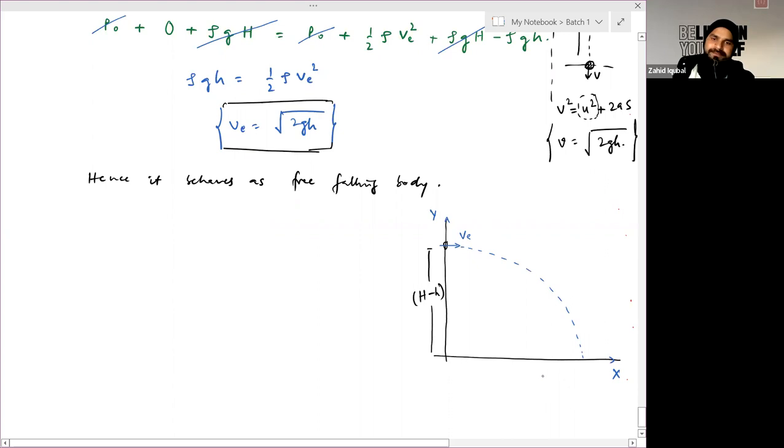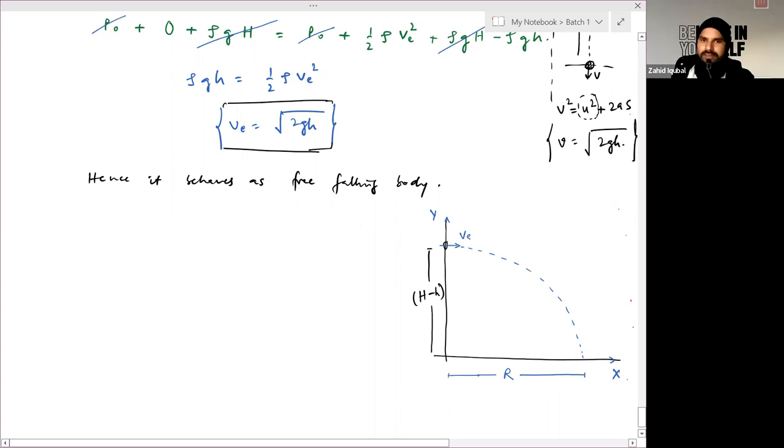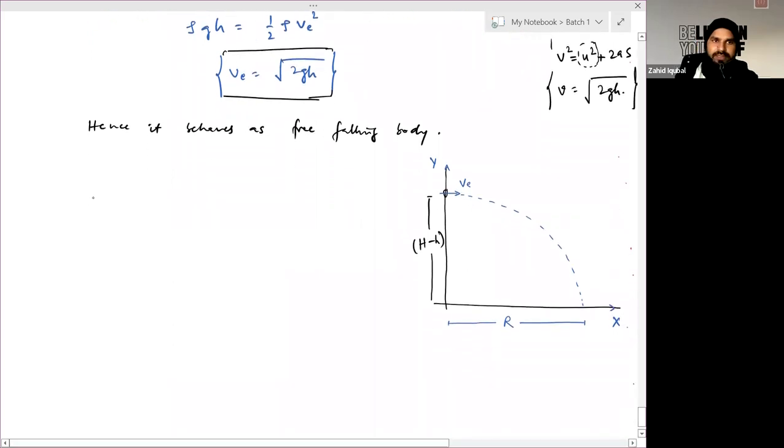Hamza, what did we do in chapter 4 for horizontal projectile? Yes, sir. So you'll be asked to calculate the range and time of flight of that ejecting liquid related to this expression. So let me define how to calculate it.